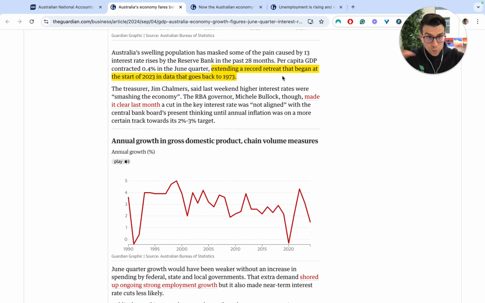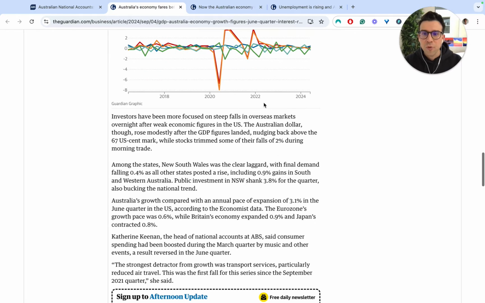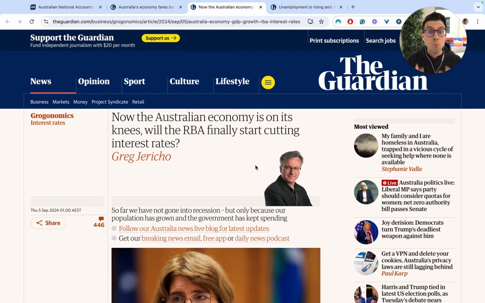Okay, so we've got two things going on. GDP growth was the lowest since 91, 92, and we're really seeing that this retreat in GDP per capita we haven't seen since 73. So we can really see that there are some real concerns there. Now, if we dive in and look at a little more analysis that the Guardian has put together here, I think you can really use it.